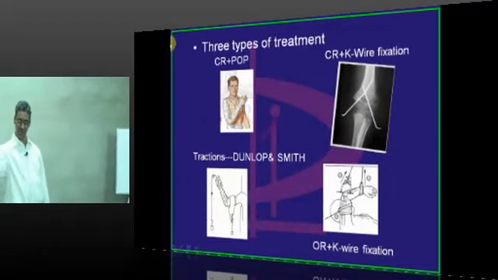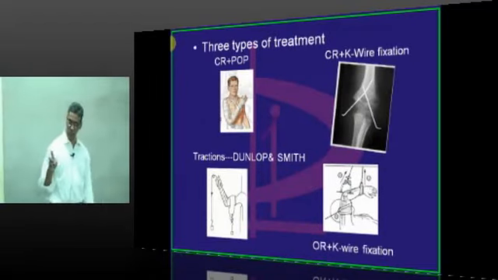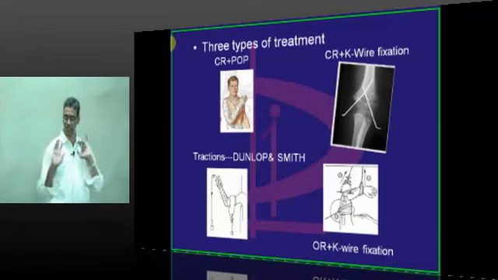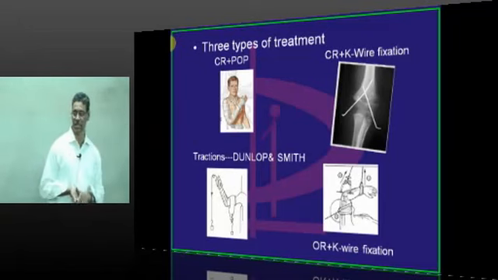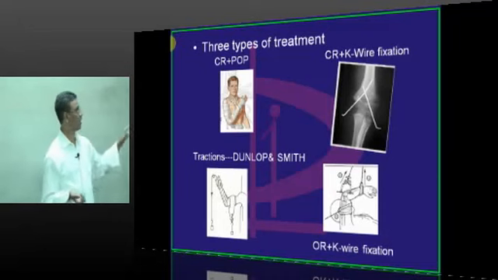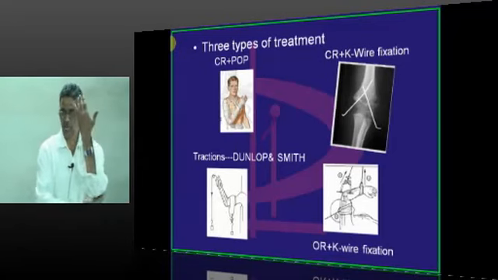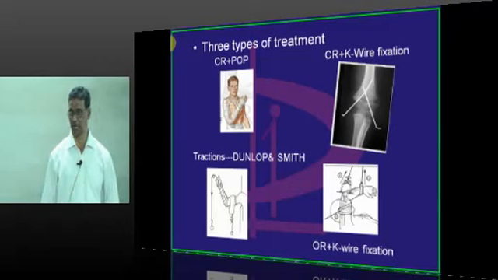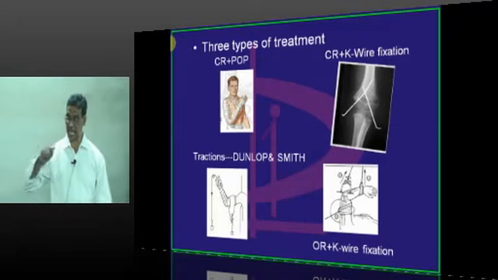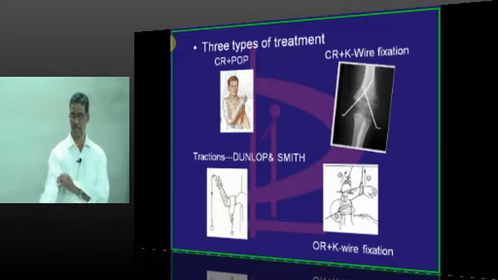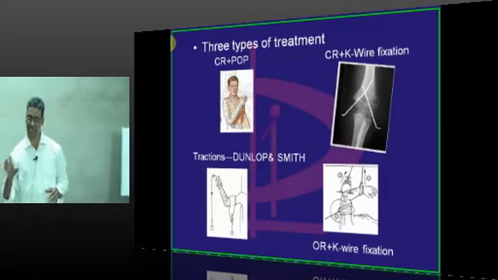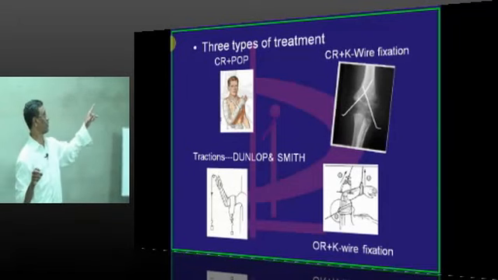There are 3 types of treatment. You can reduce it closely, without opening, that is normal closed reduction, plus post plaster of Paris application. But remember, when you reduce it closely and apply plaster of Paris, you should apply only a slab, not a cast. Slab means only on one side, like a cricket batsman's pad. If you put a cast, it will become more and more tight and vascular impediment will be there. So you have to give the slab.